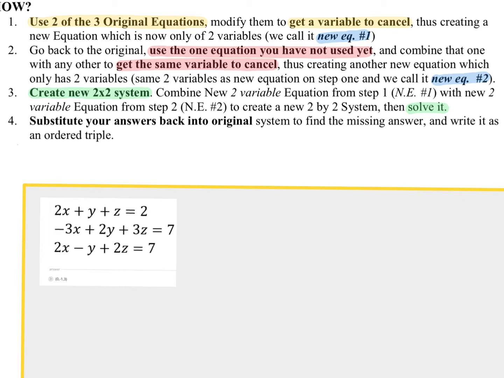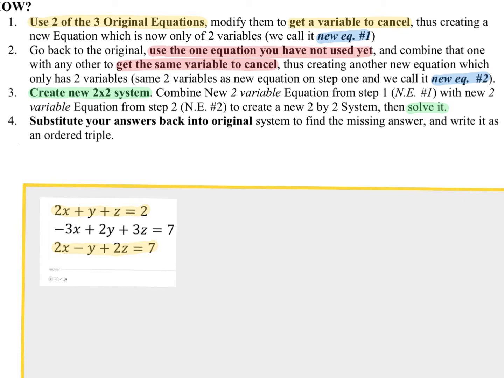Okay, so I'm going to decide to cancel out y's, and which two equations am I going to pick first? The first one and the third one? Okay, since up there I have it highlighted in yellow, I'm going to highlight the first one and the third one in yellow because it says pick two of the three and get a variable to cancel. And you guys already told me y's is the best way to cancel. Do I have to modify any of them? No, that's why it's great to pick the first one and the third one, because they are ready to rock.